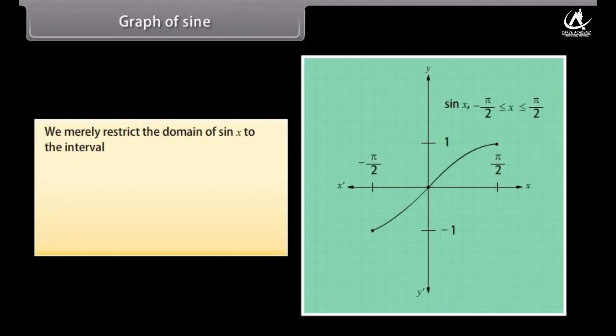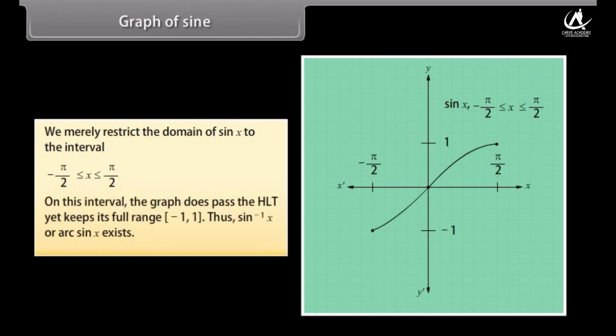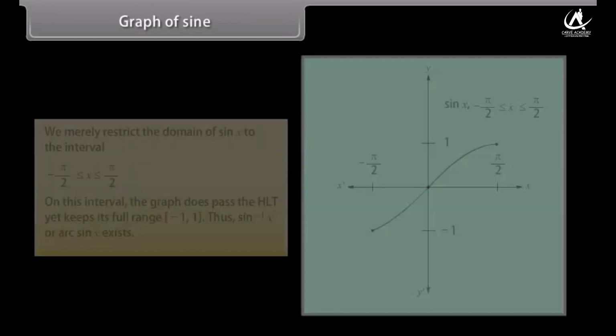Easily, we merely restrict the domain of sin x to the interval minus pi by 2 less than or equal to x less than or equal to pi by 2. On this interval, the graph does pass the HLT, yet keeps its full range -1 to 1. Thus, sine inverse x or arc sin x exists. This is not the graph of sine inverse x. It is merely the part of the sin x function that is used to graph the inverse sine function.